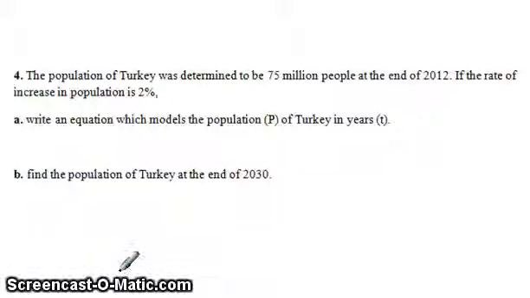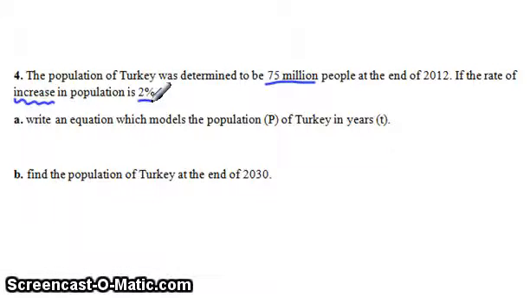Okay, so in question 4 we have the population of Turkey is 75 million people at the end of 2012. We've got a rate of increase of 2%. Right, and we're asked to write an equation which models the population of Turkey in t years.